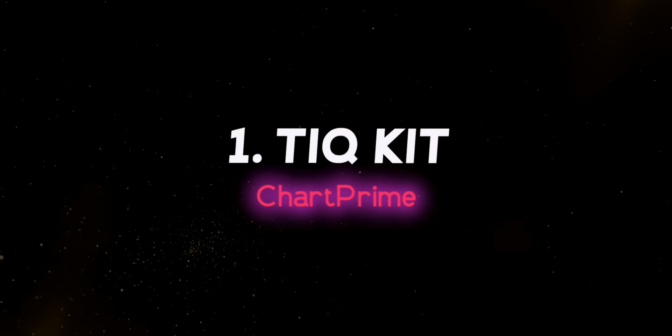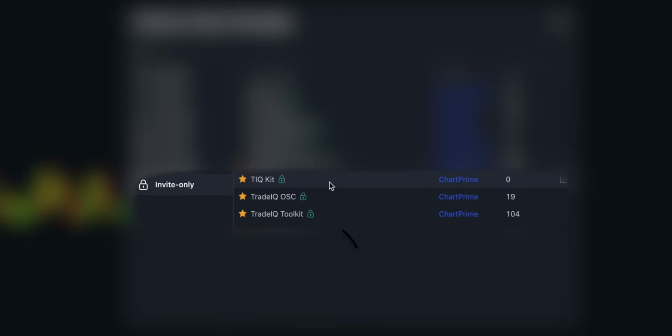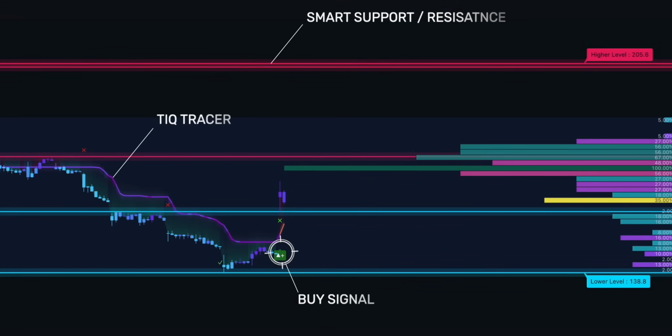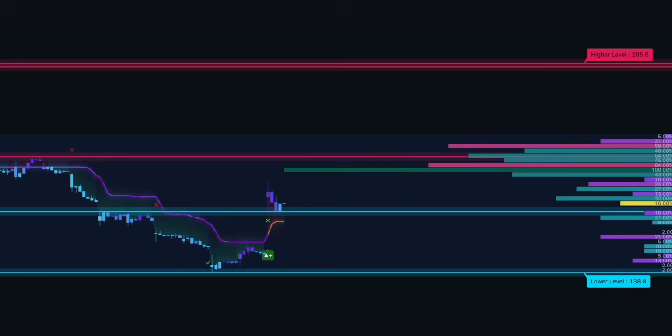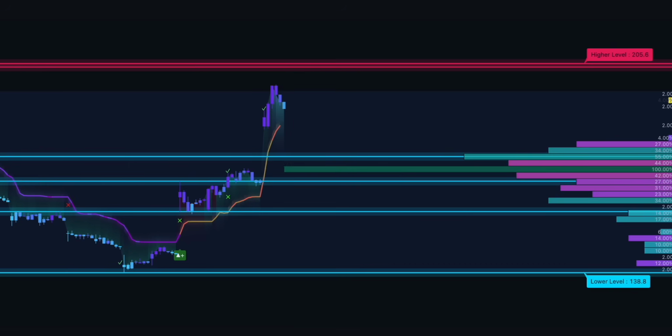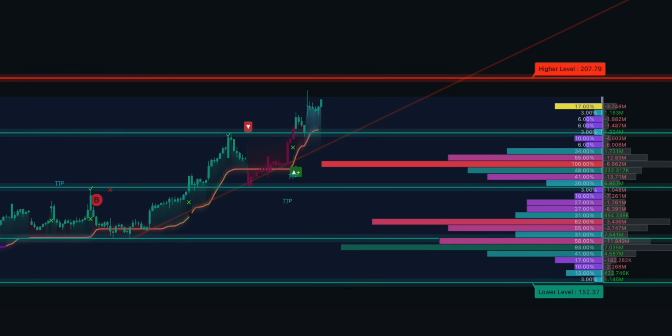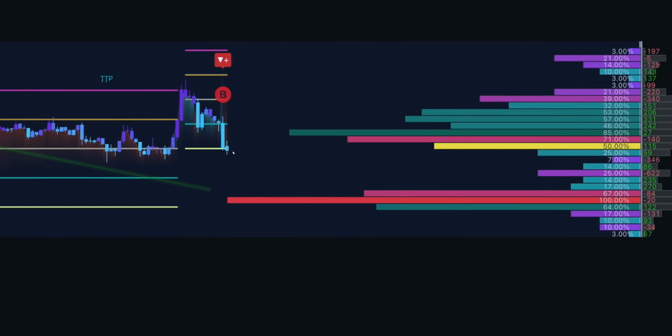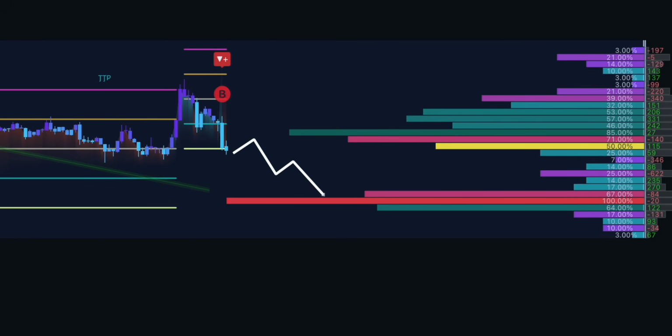Finally, let's unveil our most powerful and accurate TradingView indicator. It's called the Trade IQ Kit. This indicator has been recently updated. We believe every trader should have this tool in their arsenal to become consistently profitable. It includes brand new features like Trade IQ Tracer, Smart Volume Profile and Histogram, predictive ranges, and super accurate support and resistance levels. With this indicator, you can build any strategy that suits your needs.